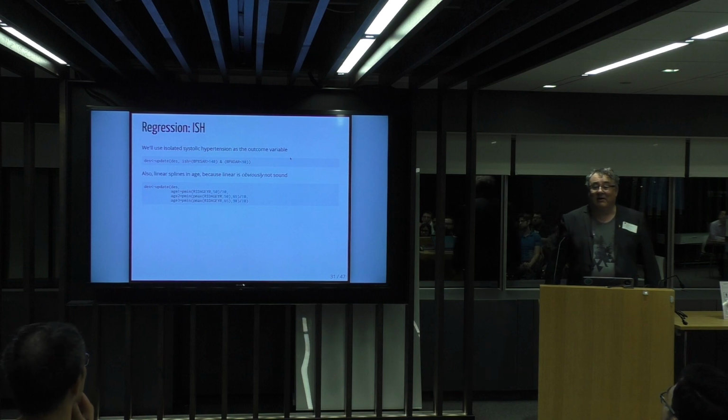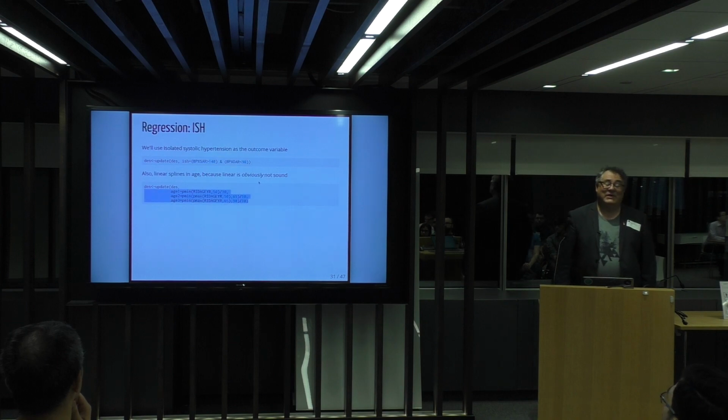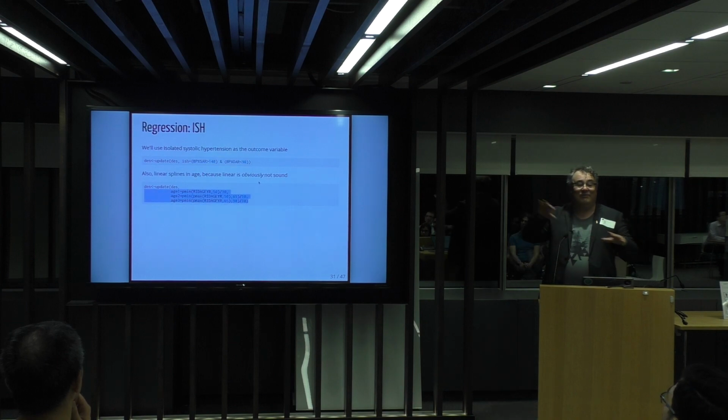systolic and diastolic being high. Okay, so we're defining a variable that says that your systolic blood pressure is high and your diastolic isn't. I'm defining some linear splines in age because we obviously don't want a straight line relationship with age. That's the point of the scatterplots.